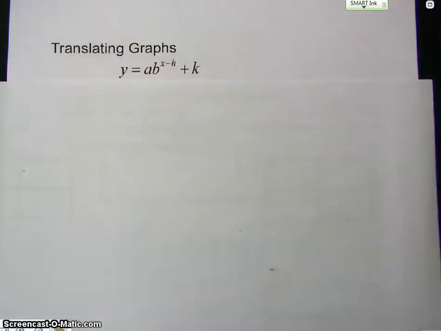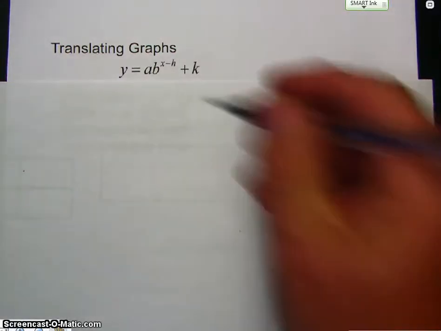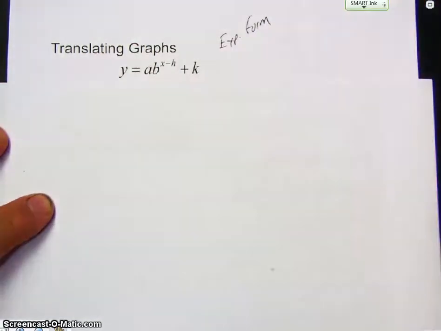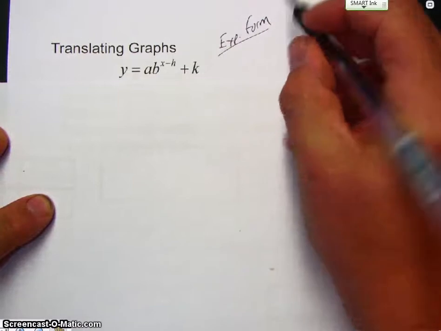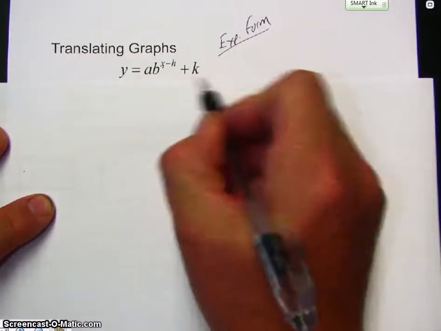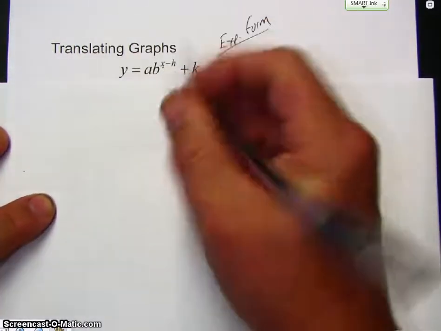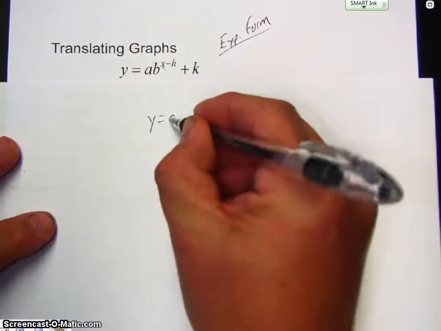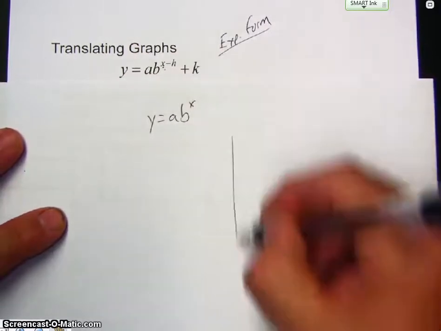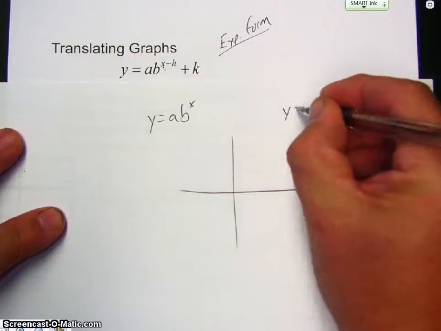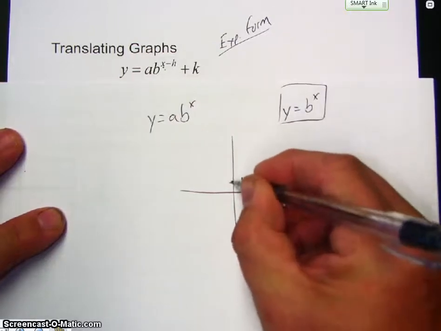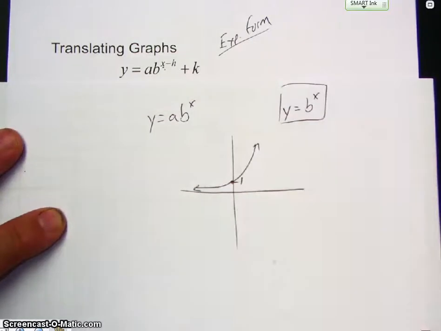Alright, in this video we're going to be translating graphs that have exponential form. What makes it exponential form is that you have a variable in the exponent, so this is exponential. We don't know if it's growth or decay or what, all we know is exponential. In the last video I showed you that y equals ab to the x, and the parent function is just y equals b to the x, where it crosses the y-axis at 1. That's the parent function.